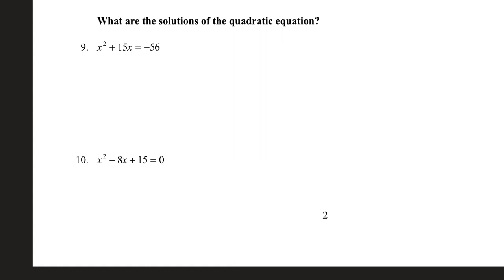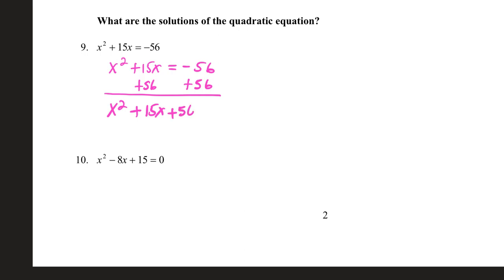Now I'll be solving this quadratic equation. So I have x squared plus 15x equals negative 56. We want this equation equal to 0. So we'll add 56 to both sides. And you have x squared plus 15x plus 56 equals 0. So we're going to solve this by factoring. Now you could do this by graphing and find the x-intercepts, but just so I can show you in the review, we're going to solve this by factoring.